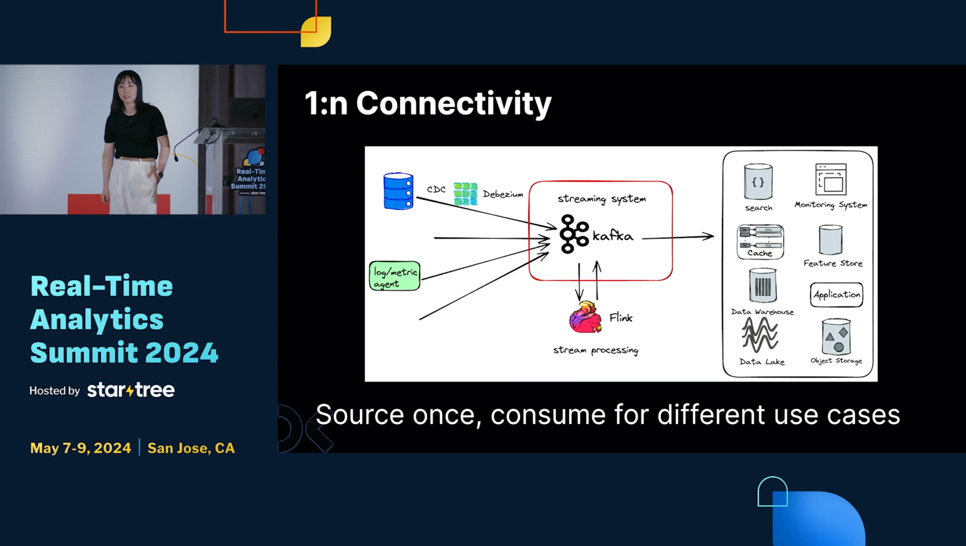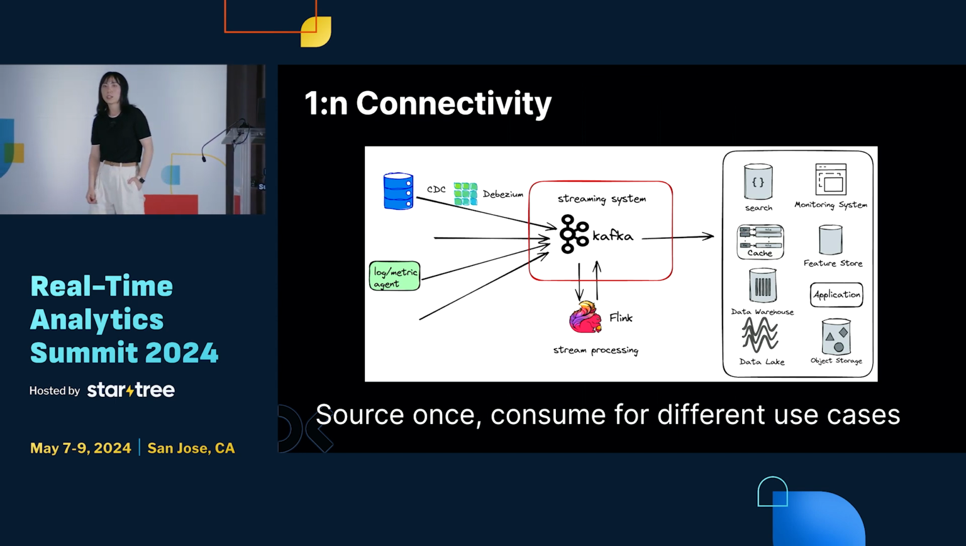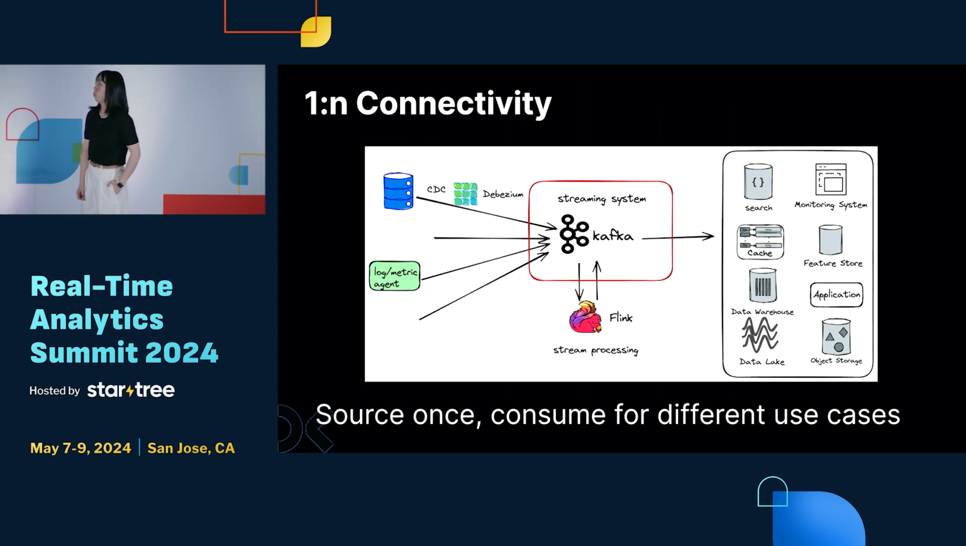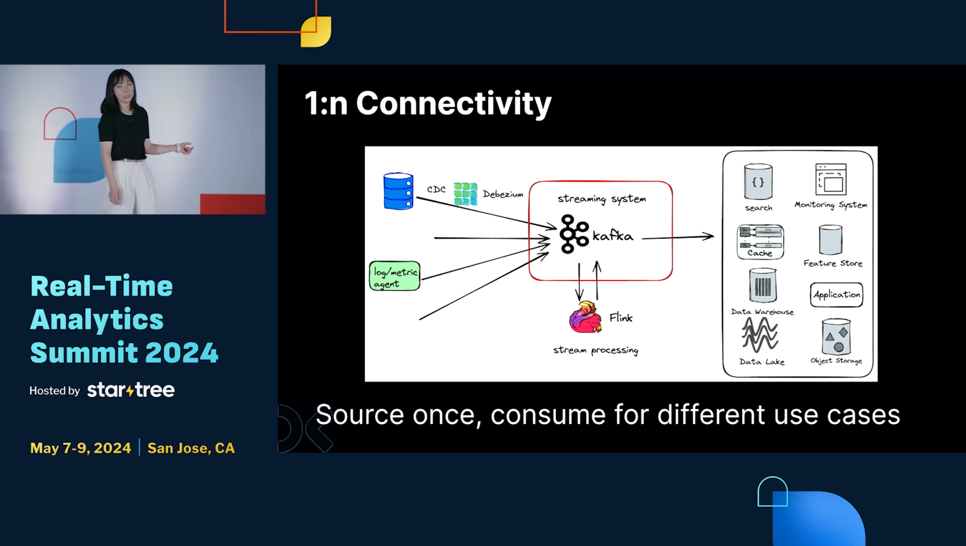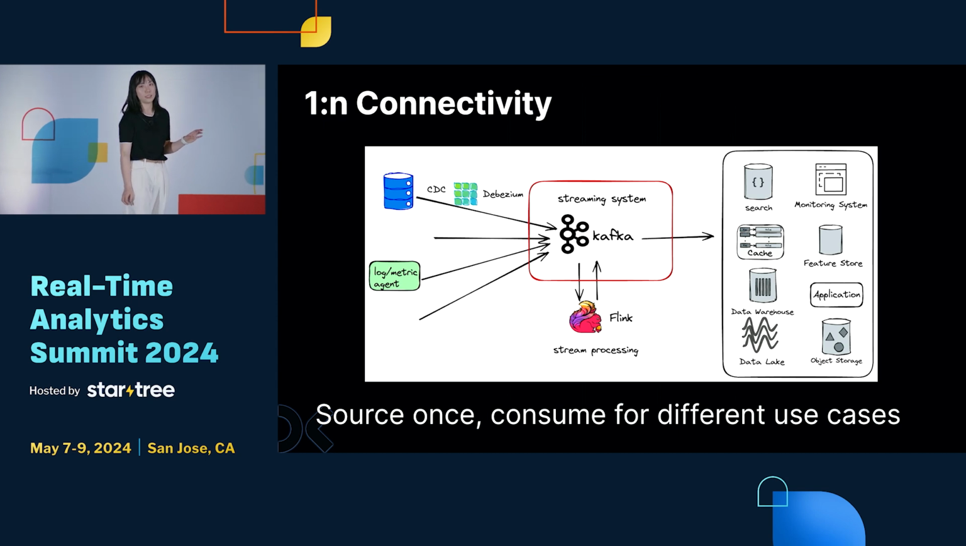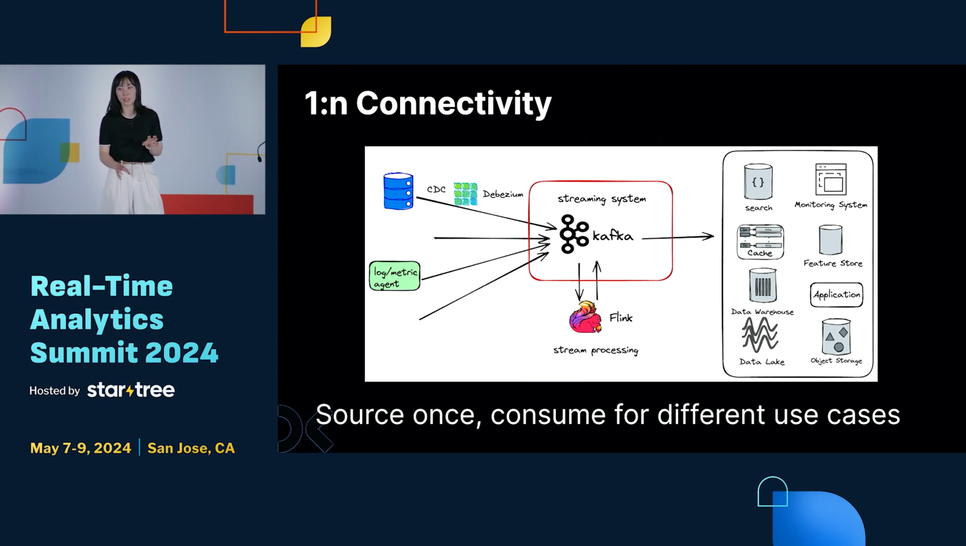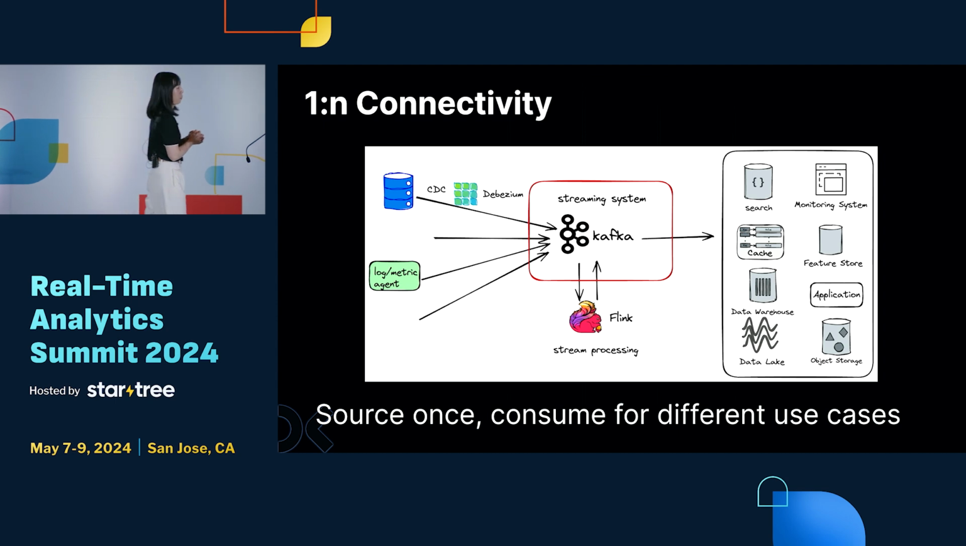And for one-to-N connectivity, this is where we talk about Kafka or streaming systems offering decoupled producers and consumers. So you move the data to Kafka first, and then you can have multiple consumers to power different systems. You can see that if I need to power both search and cache, I just need a separate connection to Kafka rather than putting that load on the source database system.